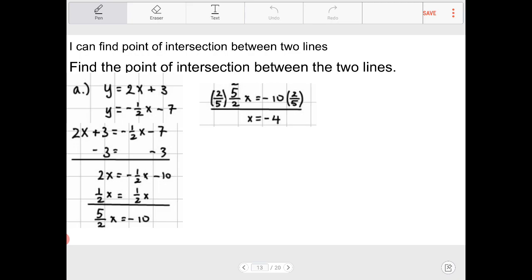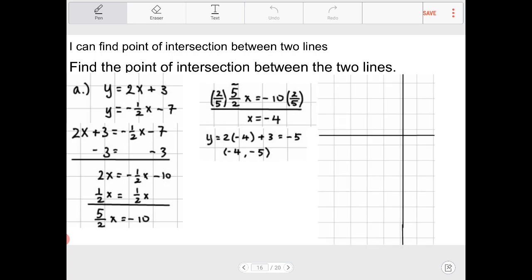Taking x is equal to negative 4, I will then substitute it into either the first equation or the second equation to determine what y is. By placing it into the first equation there, I end up with y is equal to negative 5. So the point of intersection is negative 4 comma negative 5.